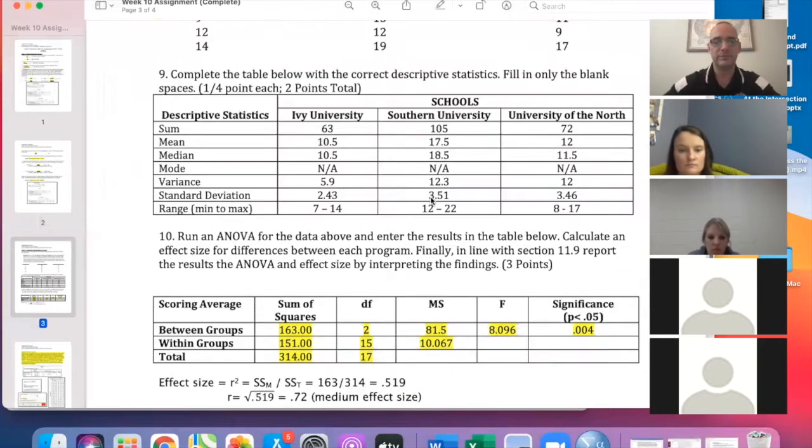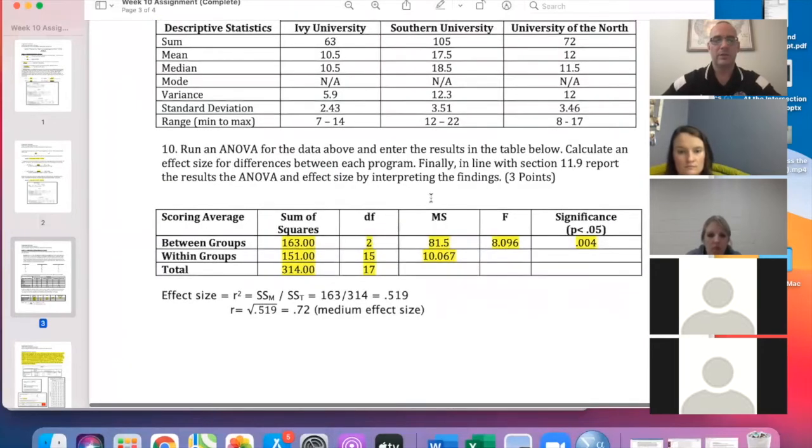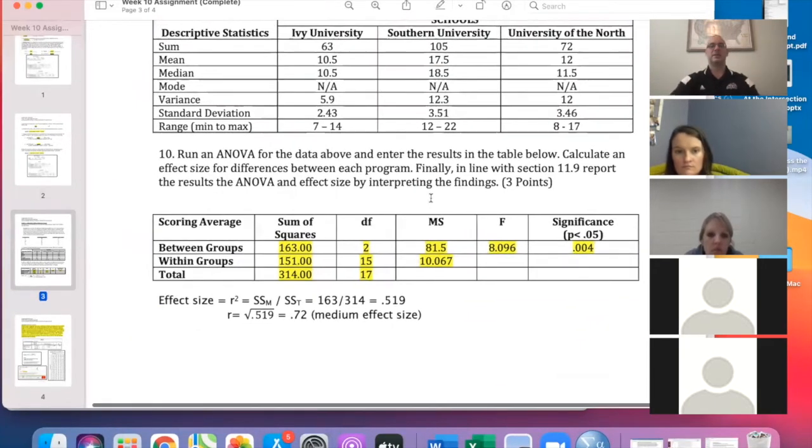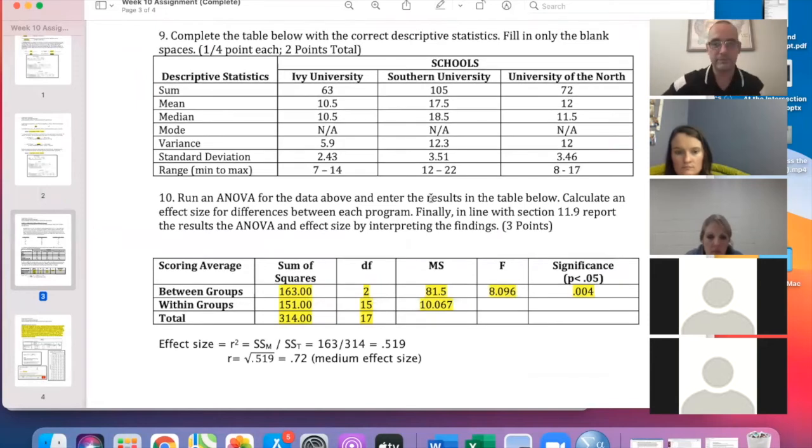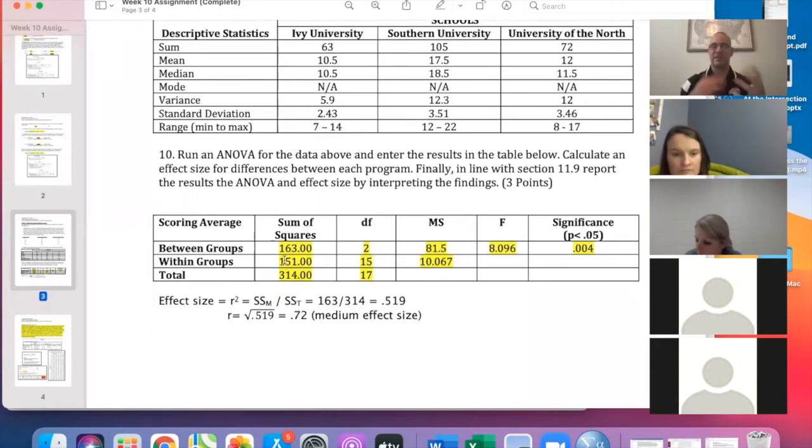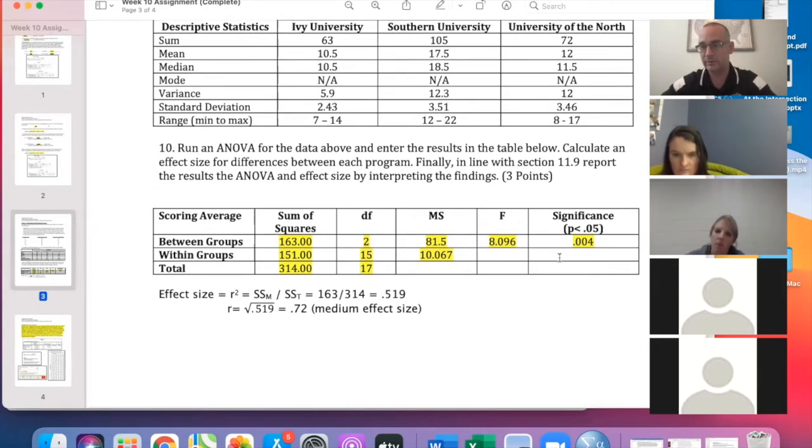SPSS is going to give you an ANOVA output. It's basically going to have this information. It's going to give you sum of squares, your degrees of freedom, your mean square, and your F statistic. Now, if you knew nothing about analysis of variance, this should still start looking pretty familiar when we're talking about a test statistic and a p-value.